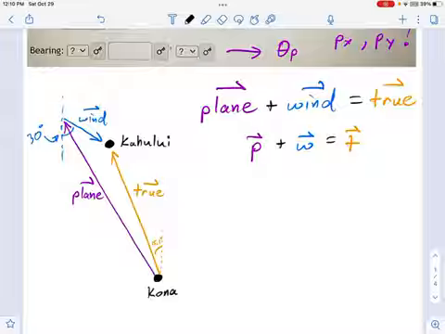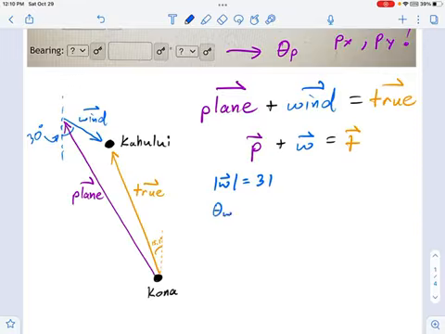We have a few things that we were given back in those instructions. First thing I'm going to focus on is the wind. So if I'm talking about the wind, I know that the magnitude of W equals 31. I was given that, so there's no mystery there. The next thing I need to know is theta W. What angle is this W vector going at?